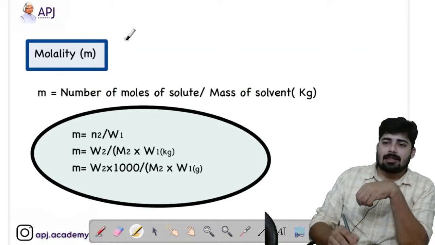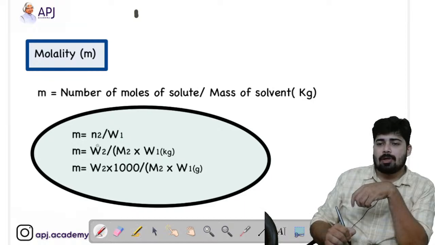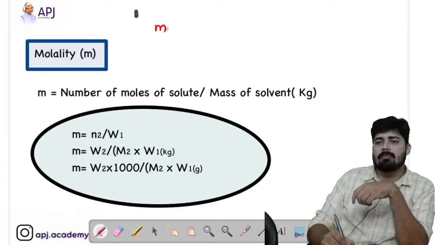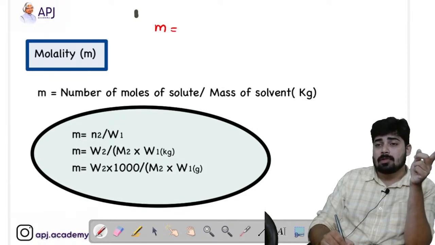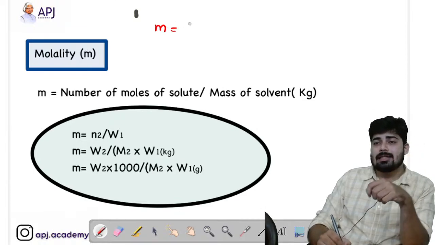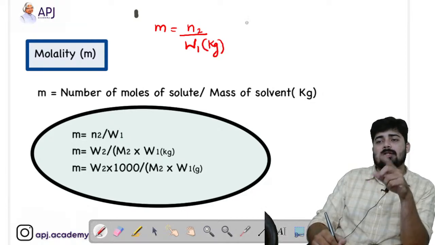The second one is molality. What is molality? Normally we represent molality by small m and molarity with capital M. Molality is the number of moles of solute by mass of solvent. I represent the mass of solvent by W1, and it is taken in kilograms. So you have to be very clear about the difference.